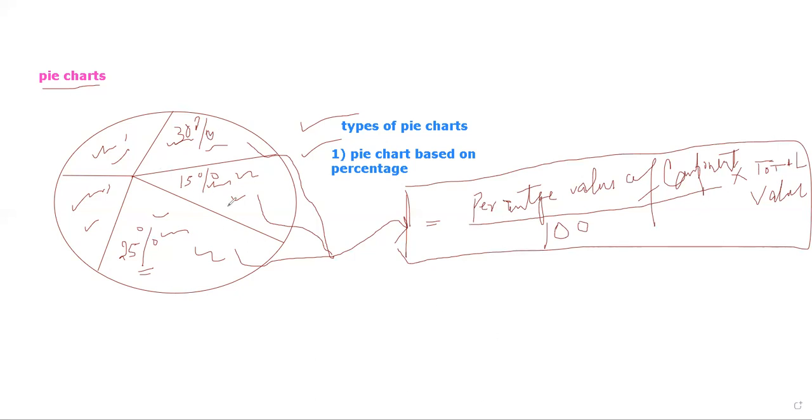So we are given sections in percentages, and we want to calculate the data in value. So we want to find the value. The value of any component will be calculated by this formula. This is the aim of this first type of pie chart. Now we will discuss another type of pie chart. Let me tell you about that also.